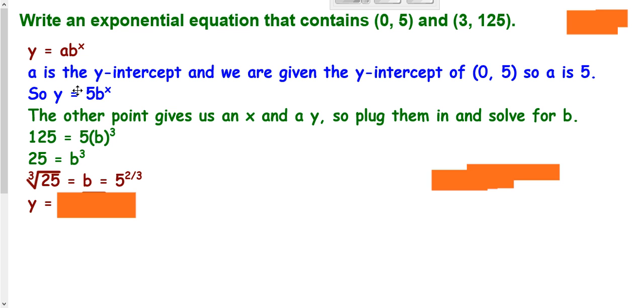So now we're going to plug our a value, which was 5, and our b value back into the original problem, leaving our x and our y in our problem to write our exponential equation. So we'll go y equals our a value, which was 5 from what we had figured out up here with the y-intercept. And then our b value, which was the cube root of 25, all raised to the power of x.